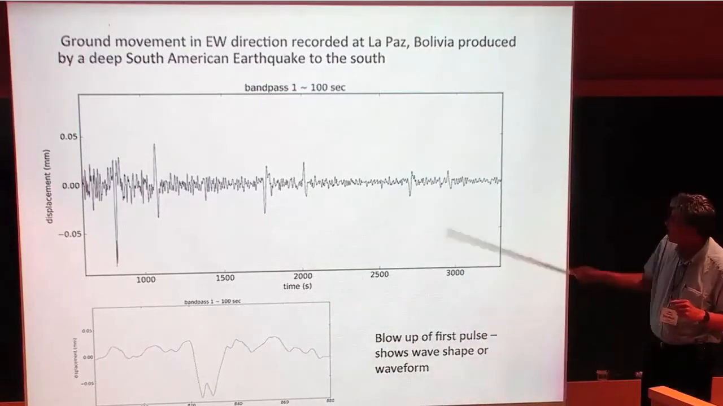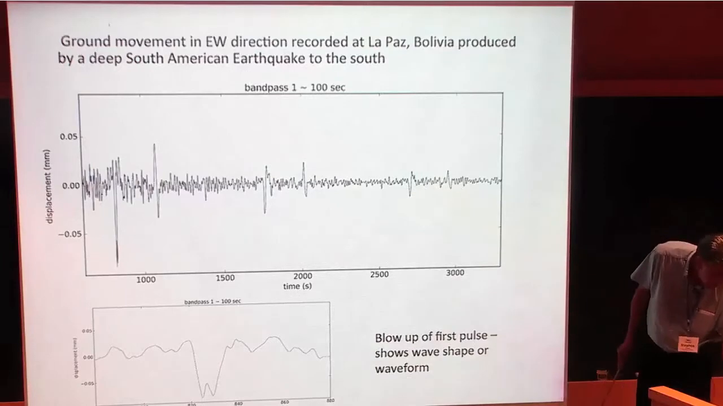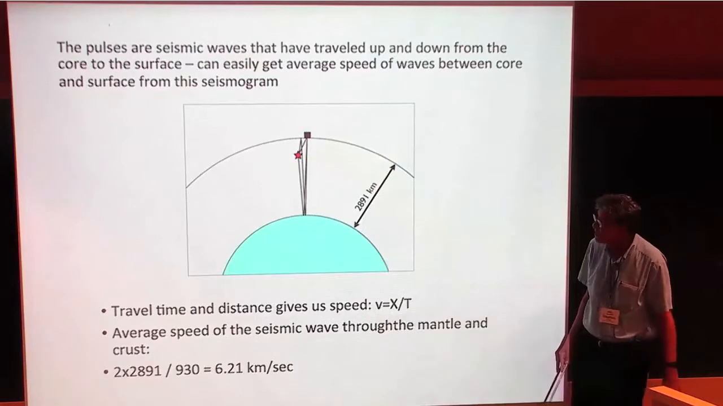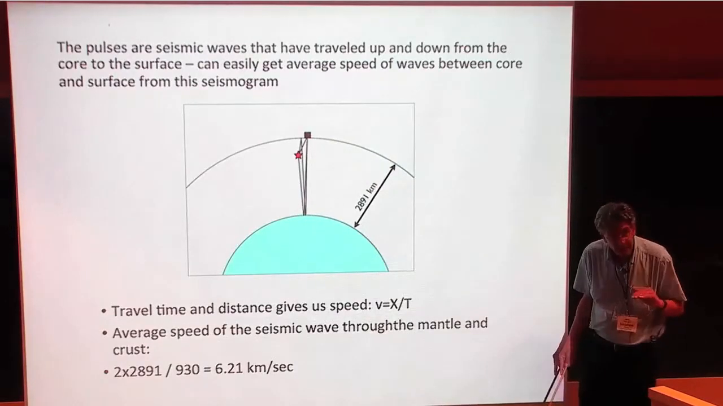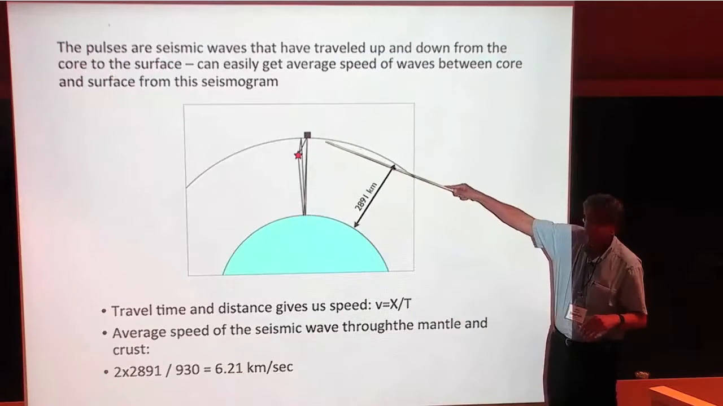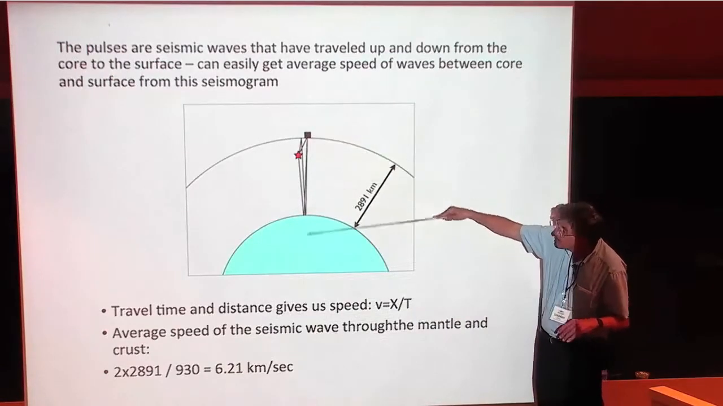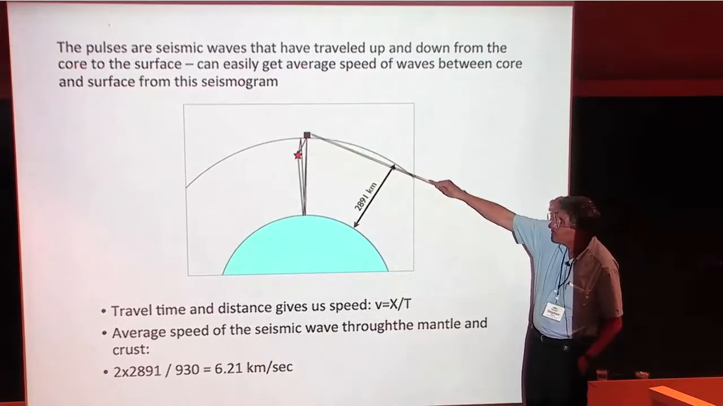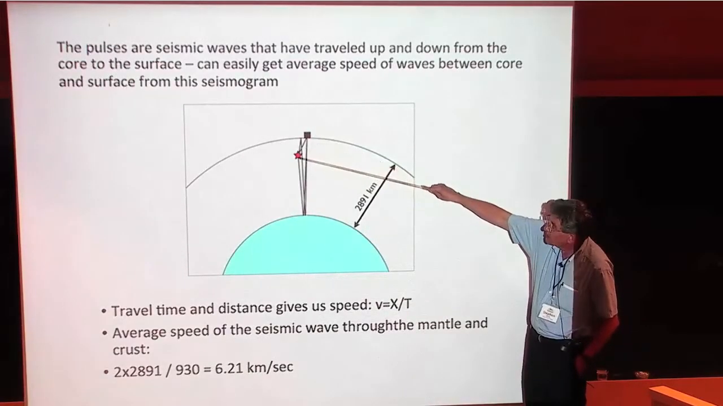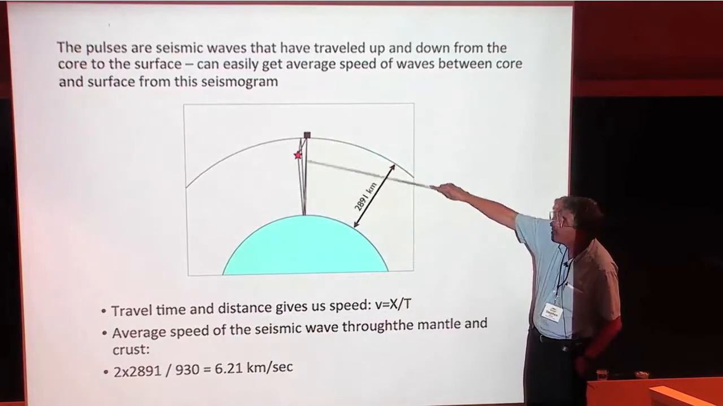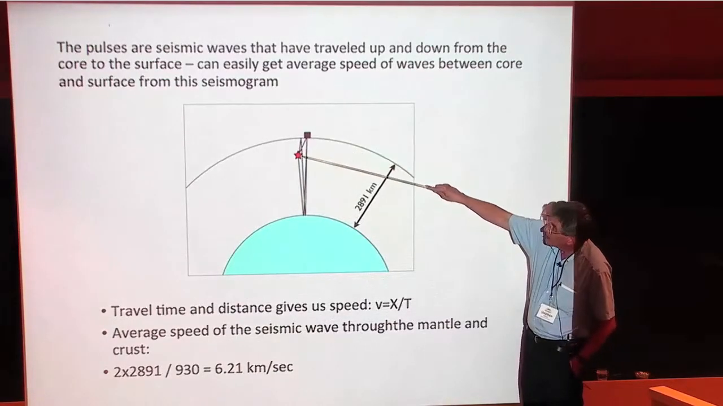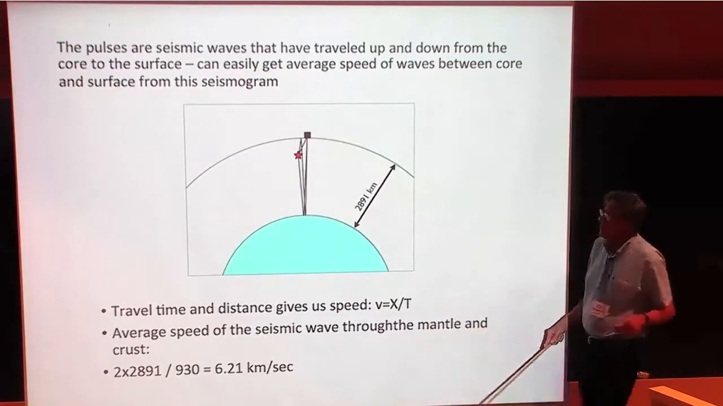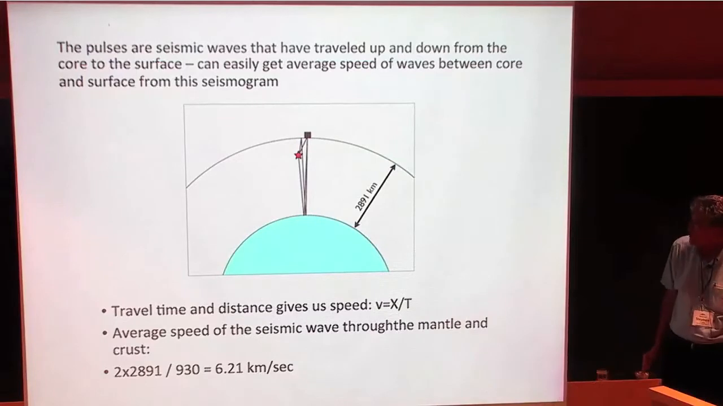So what are all these different pulses? It turns out in this case it's kind of neat. La Paz was very close to where that earthquake occurred. And what you're seeing with those pulses are waves that went down to the core and up to the surface, also to the surface, et cetera. So the very first pulse went from that earthquake source directly to the station. The second pulse went down to the core, bounced off, and was recorded at the station. The third pulse went up to the surface, down to the core, back up, et cetera. And that's what those different pulses are.